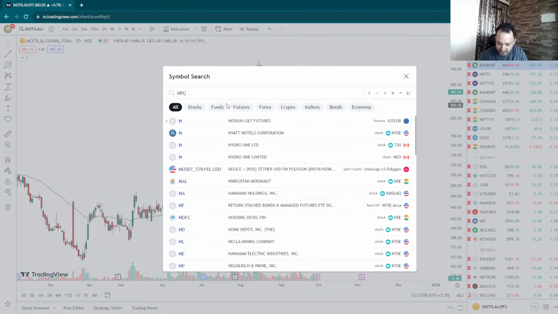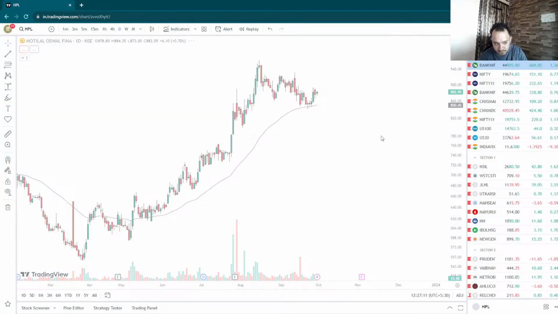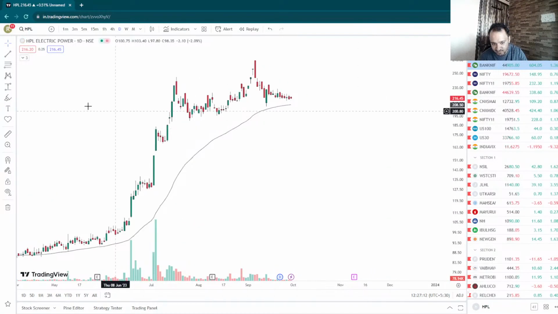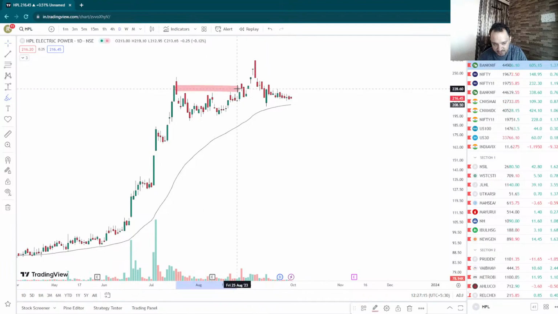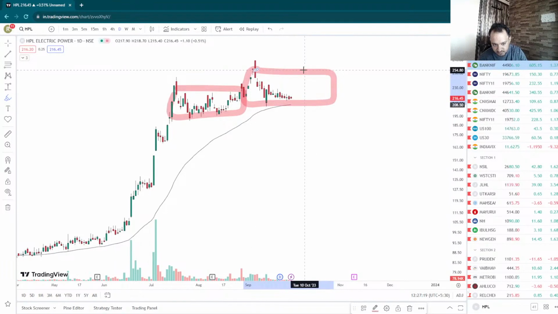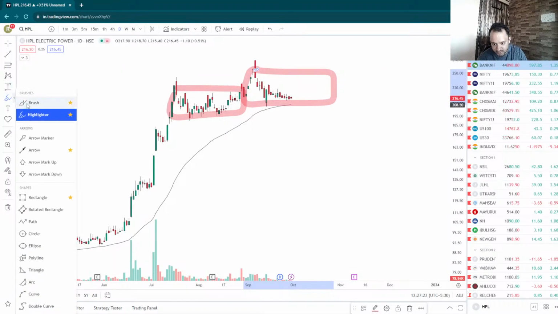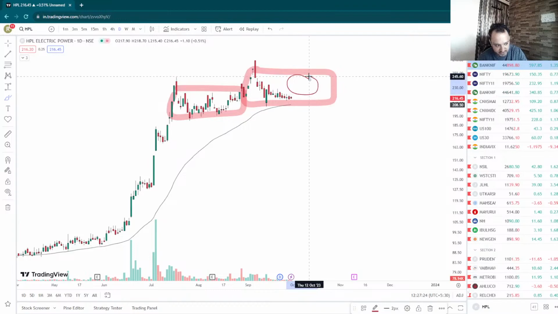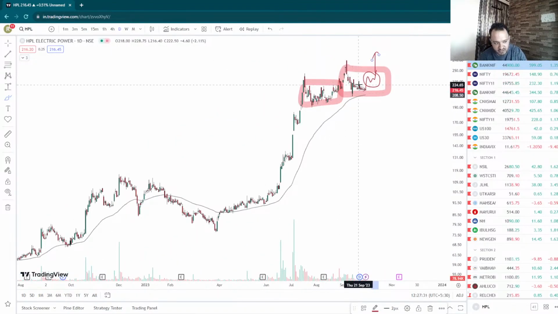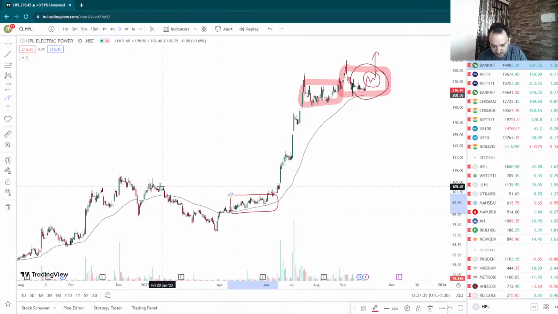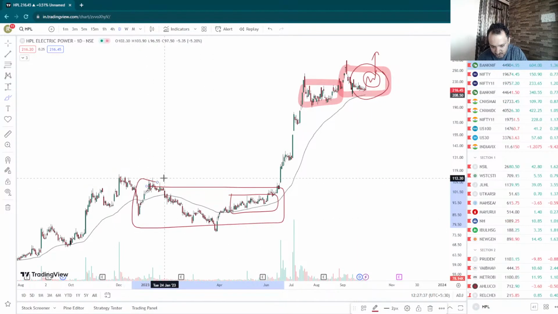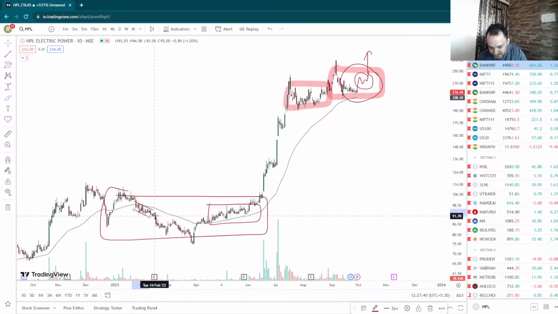All right. HPL Electric Power. Again, look at the difference between this and this. Very, very clear. There is no right hand side here. And this is what the stock needs to move out. All right. Look at the difference between this range and this range right here. Or maybe just the broader range right here. It can move like this and simply just break down.